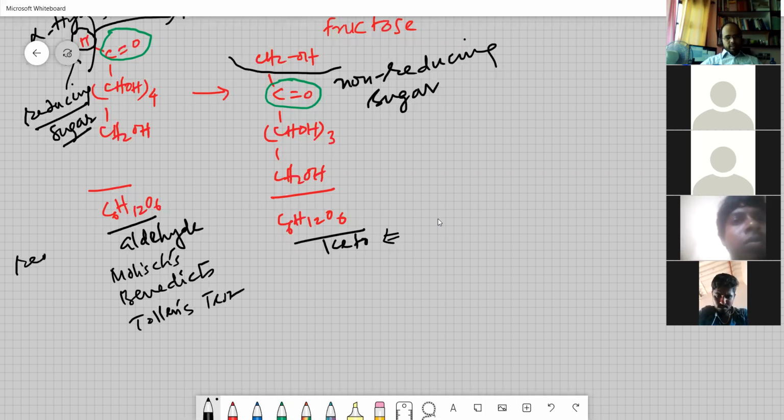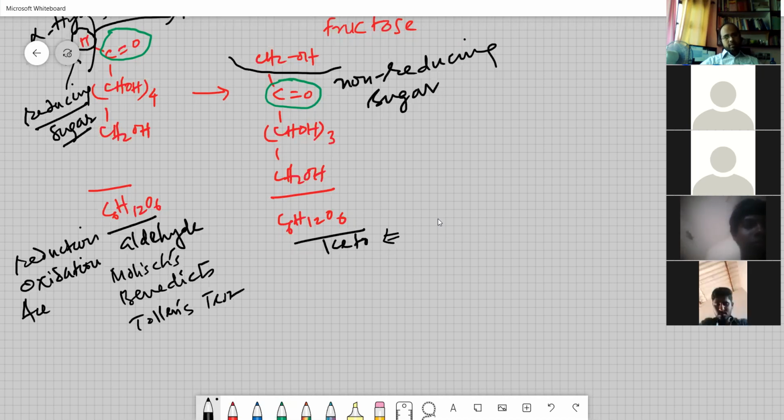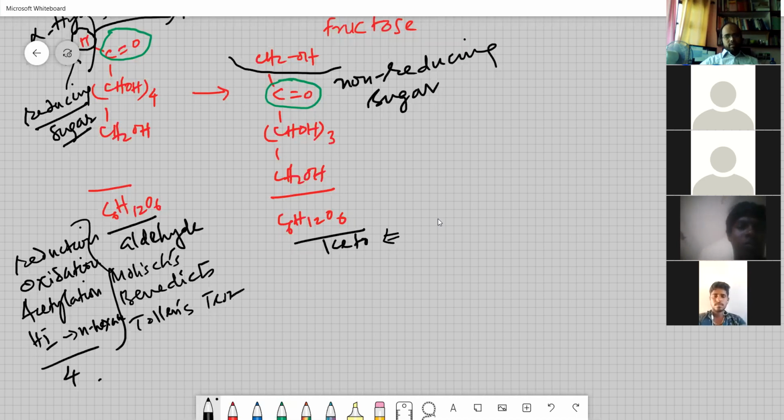First one is the reduction, oxidation, and then acetylation, and then reduction with hydrogen iodide, giving rise to n-hexane. All these 4 reactions are similar in this case also. All these 4 reactions are similar in the case of fructose also. The only difference is it is able to give glycolic acid plus tartaric acid.